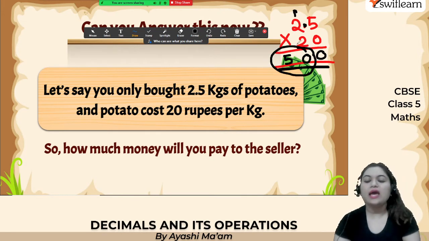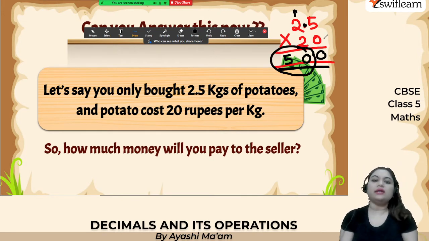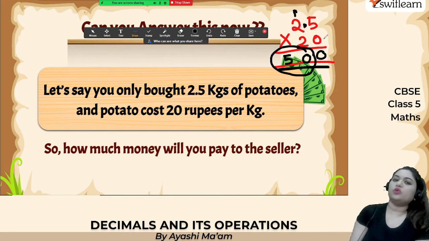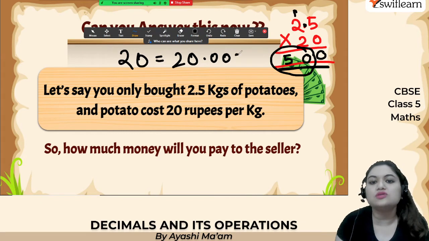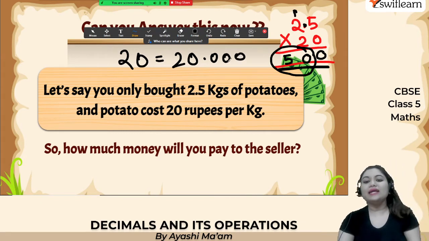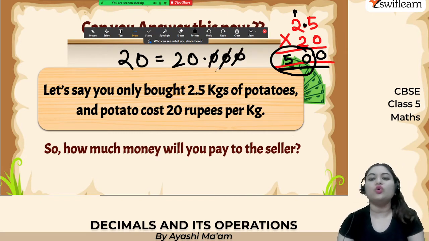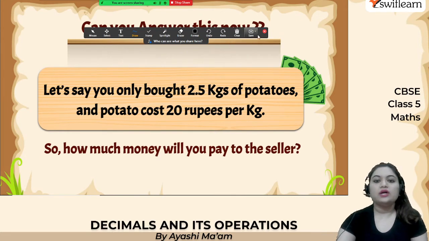That's it. Okay. Because in the second number we don't have any digit after the decimal point. Simply 20 means what? This means 20.0000 and all that. And we know that in decimals the trailing zeros hold no value, right? So it will be rupees 50.